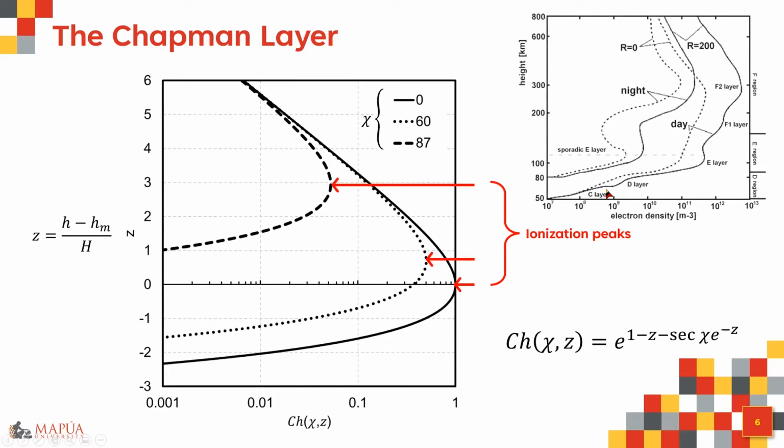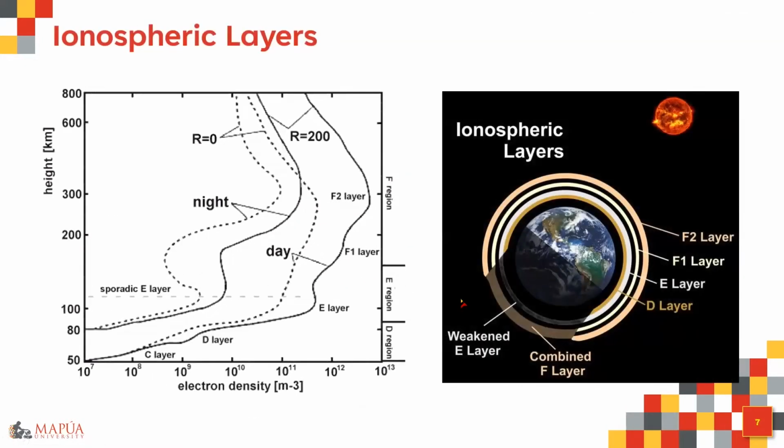Okay, so as you will notice here, the ionization rates as a function of height also depend on the amount of radiation, not only the amount of radiation coming from the sun, but how that radiation reaches the Earth. So therefore, it has a diurnal variation. So daytime, we have a high ionization, and in nighttime, we have low ionization. In fact, the F1 and F2 regions actually combine into a single F layer during nighttime.